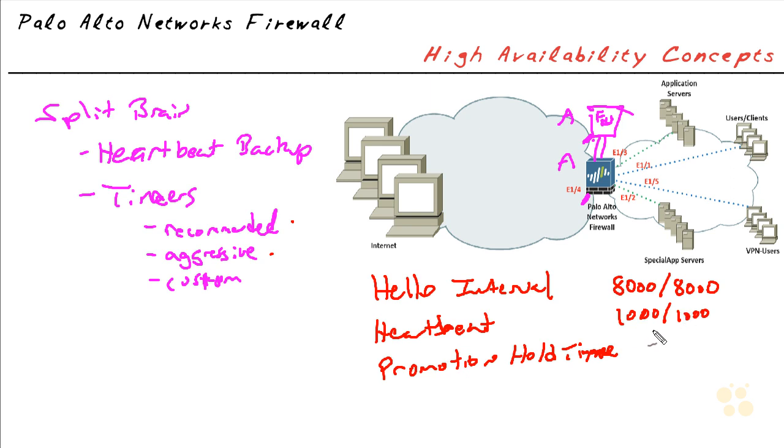My promotion hold time is where things get a little bit different between my two methods on there. In recommended mode, it's 2,000 milliseconds, so basically 2 seconds. In my aggressive mode, it's only 500 milliseconds, or half a second. This one can be set anywhere between 0 and 60,000 milliseconds.